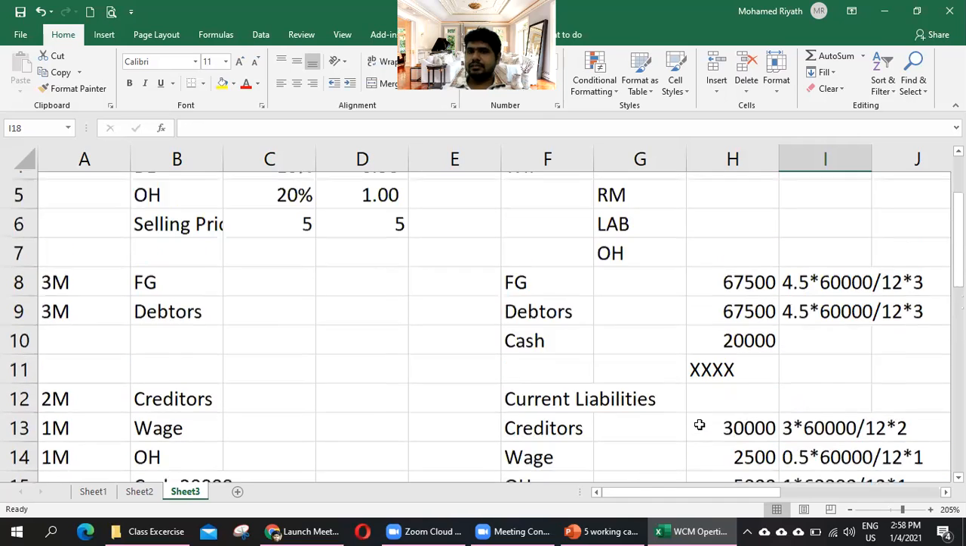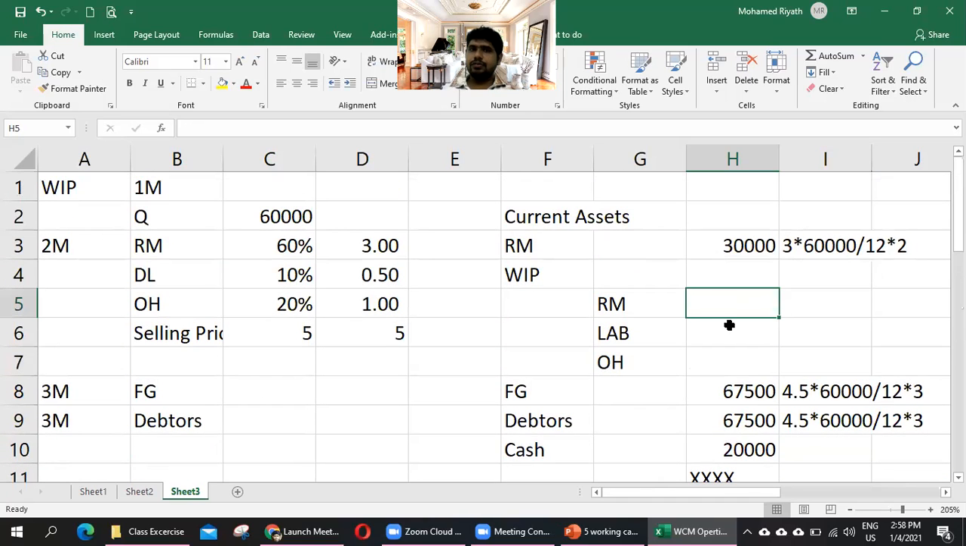What is that? Calculation of work in progress. Work in progress means simply we have started the production process, but we have not yet completed the production. So we have started making value addition on raw materials. Therefore, work in progress includes raw material cost, labor cost, and overhead cost. These are value additions.